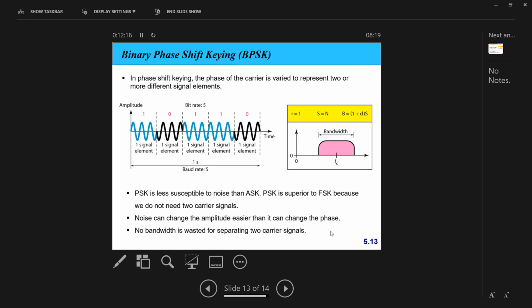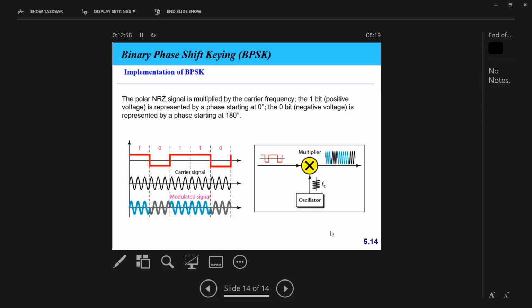Okay, it's important to know the differences and the comparisons between different techniques. This is the main issue that will be asked in the midterm or quizzes: how to know the difference between different techniques. So noise changes amplitude significantly, so this was the problem in amplitude shift key. And bandwidth was the problem of FSK. Now phase shift key solves these two problems. It's less sensitive to the noise and it doesn't need more bandwidth. Okay?